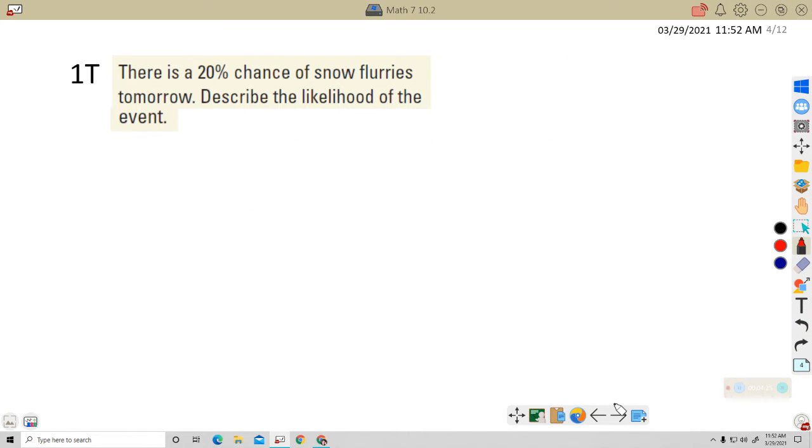Try answering this question, and then we will have a chance for you to put this into the pod at the end. There is a 20% chance of snow flurries tomorrow. Describe the likelihood of the event.